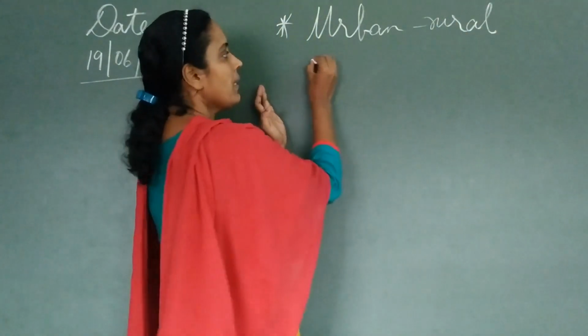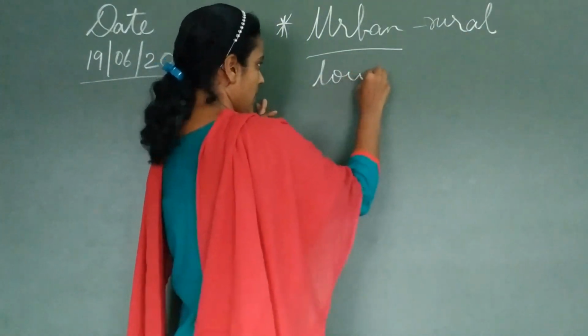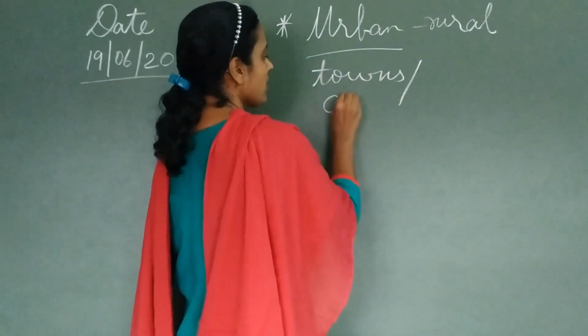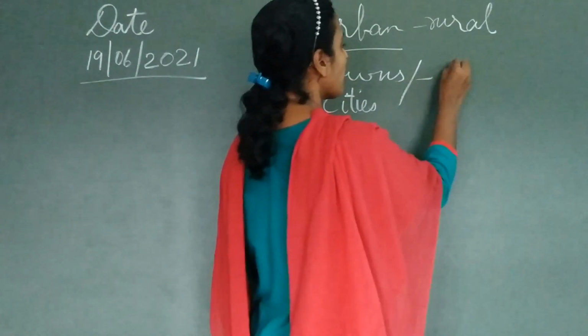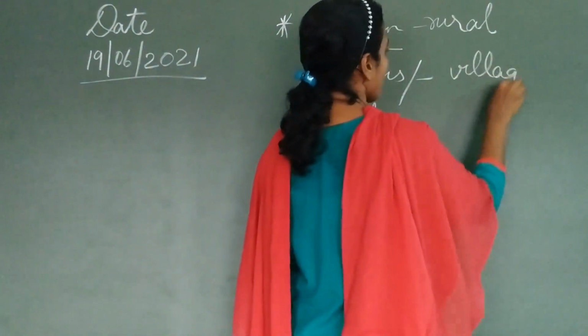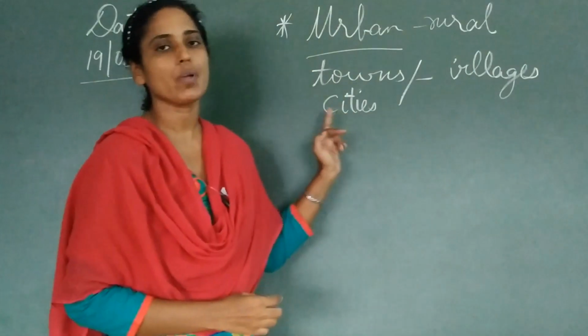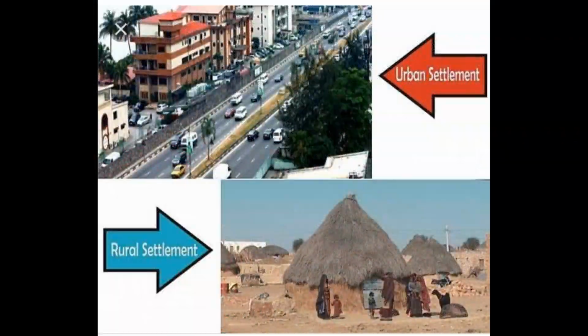Urban means people living in towns or cities. People living in towns or cities are those living in the urban areas. And here, rural means people living in the villages. So there was a great discrimination between people living in the urban areas and people living in the rural areas, that is, towns, cities or villages.